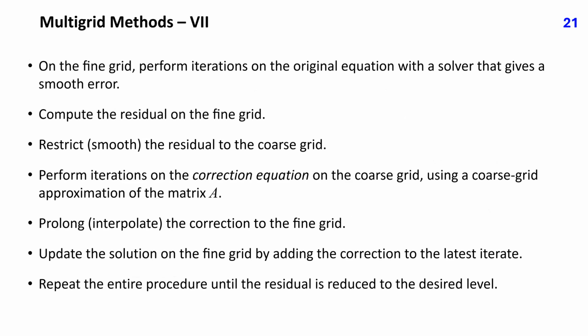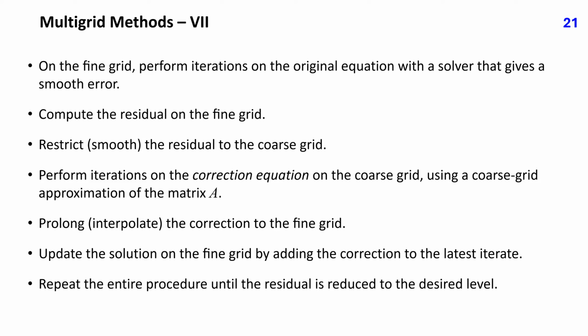This is the sequence of operations in a 2-grid multigrid procedure. On the fine grid, perform some iterations on the original equation with a solver that gives a smooth error. Then compute the residual on the fine grid. Restrict or smooth the residual to the coarse grid.